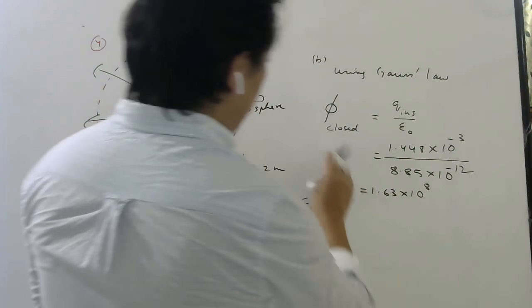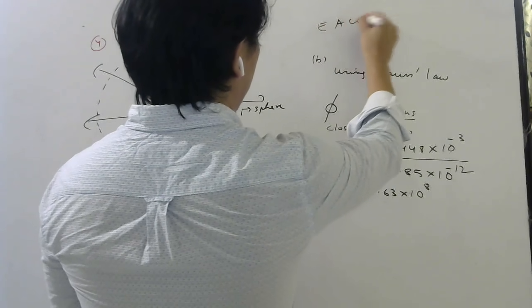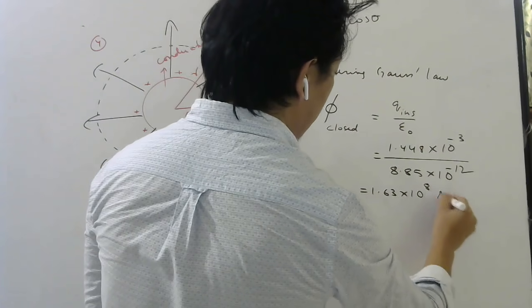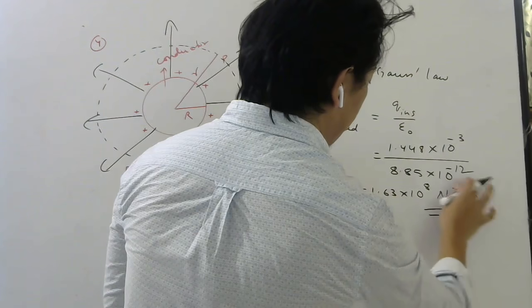So now what will be the unit? What is the unit of flux? Its definition is what? E A cos theta, no? So E means electric field, Newton per coulomb. Area means meter square.